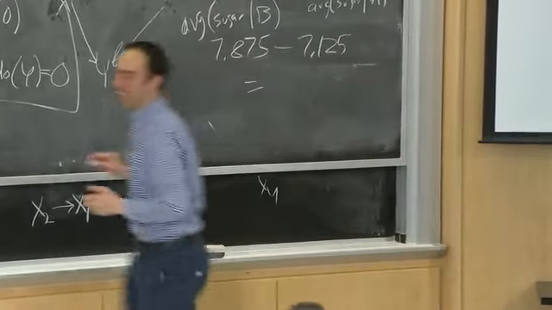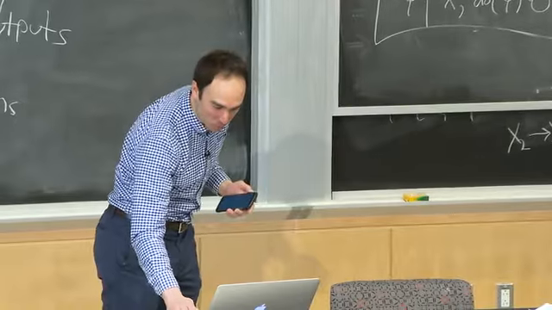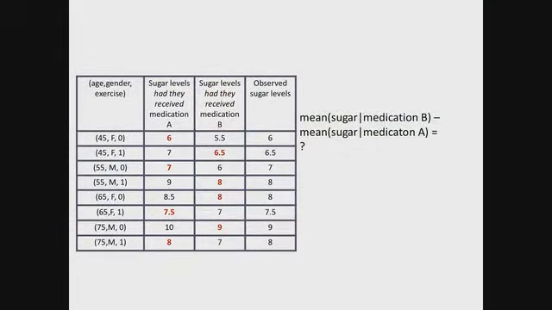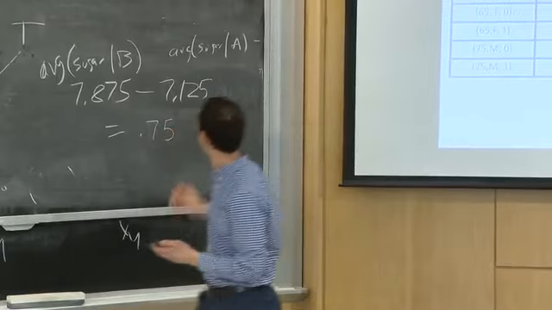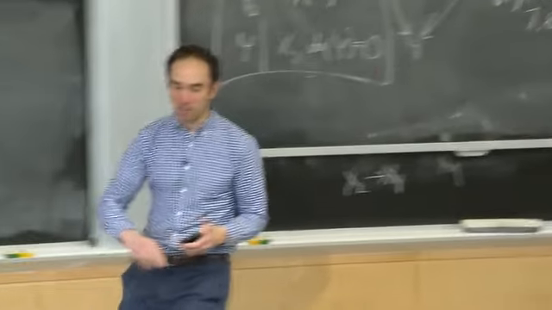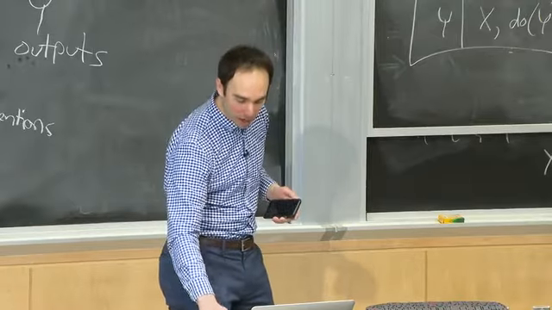Again, we're just looking at the red numbers here. Just the red numbers. So we just computed that difference, which is point what? 0.75? Yeah, that looks about right. Good. So that's a positive number.